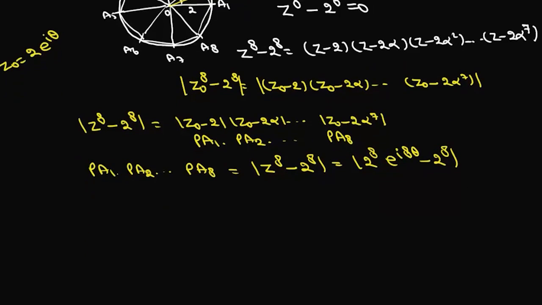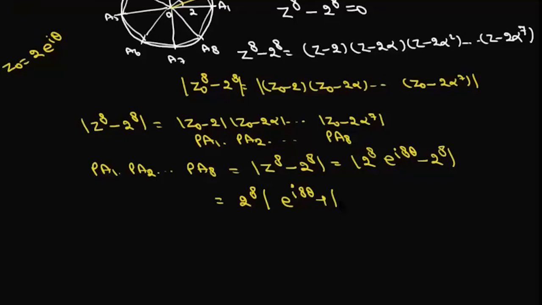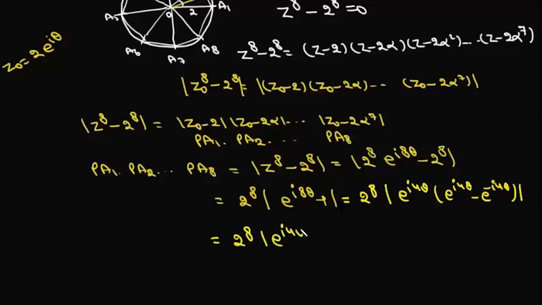Now we'll take 2 to the power 8 common. So it will be 2 to the power 8 mod of e to the power iota 8 theta minus 1. Now what we'll do is try and find the maximum value of this expression on the right hand side so that we'll get the maximum value of this expression on the left hand side. Here we'll take e to the power iota 4 theta common. So we can write 2 to the power 8 mod of e to the power iota 4 theta, and here will be e to the power iota 4 theta minus e to the power minus iota 4 theta. Now we know that mod of z1 into z2 is mod of z1 into mod of z2. So we can write this as 2 to the power 8 mod of e to the power iota 4 theta into mod of e to the power iota 4 theta minus e to the power minus iota 4 theta.